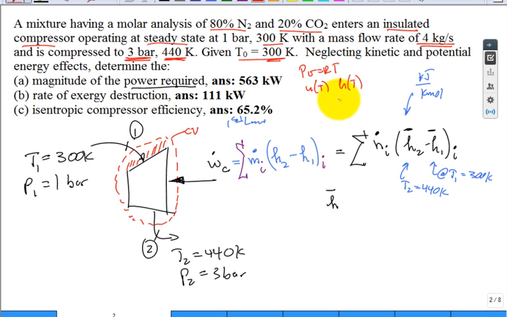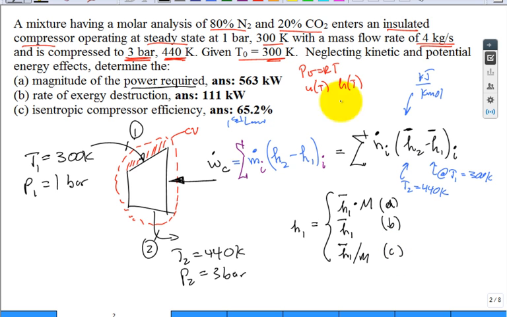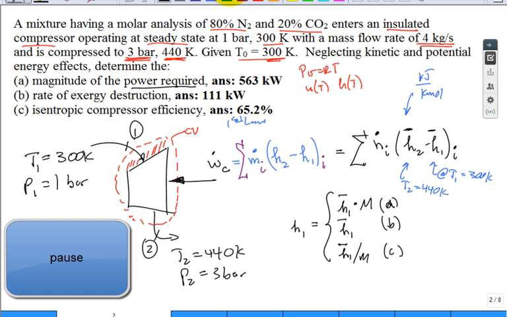But the thing is, I get H bar out of the appendix. Let's say I get H bar 1, and I really want to calculate H1. So the question is, do I multiply by the molar mass, or just ignore it and equate them, or divide by the molar mass? Which one is correct? A, B, or C? What is big M again? Molar mass.